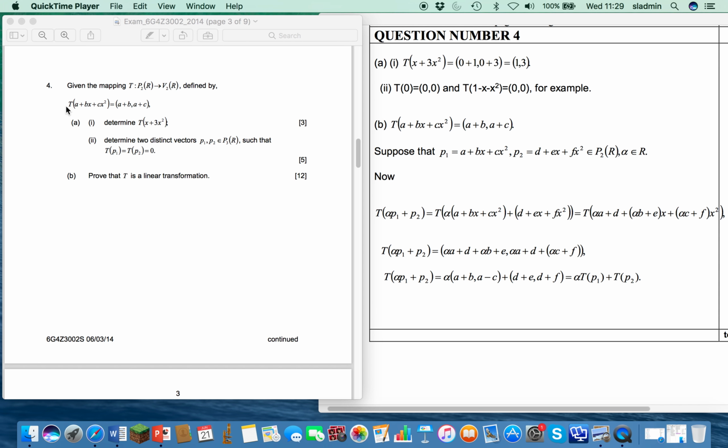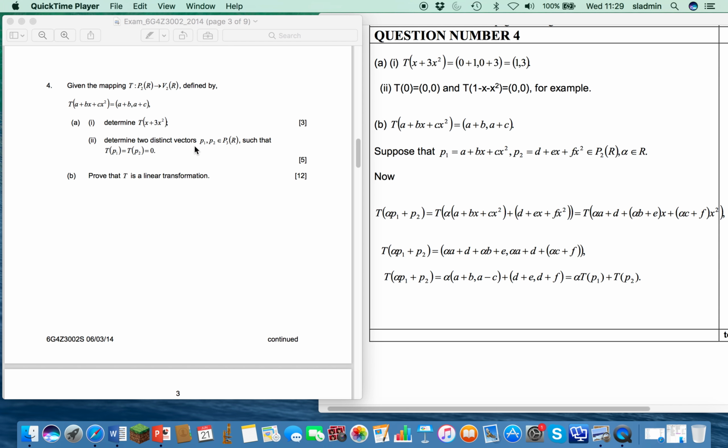So here is our polynomial of degree 2, so the highest power is 2, and here is our two-dimensional vector. So for part A, we want to determine T of this polynomial. In this case, you can see that A is 0, B is equal to 1, and C is equal to 3. So we simply substitute for A, B, and C. So you can see that T of x plus 3x squared is the vector (1, 3).